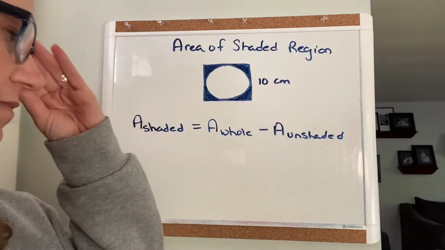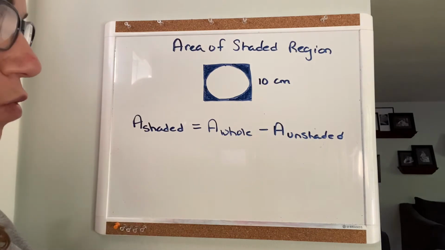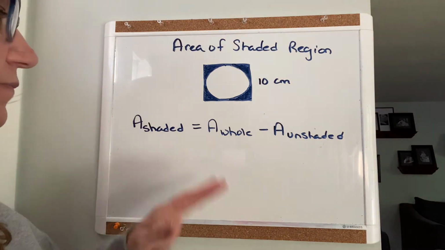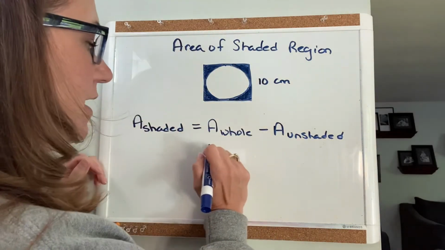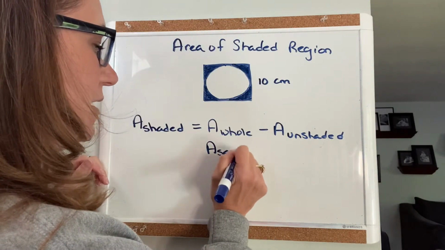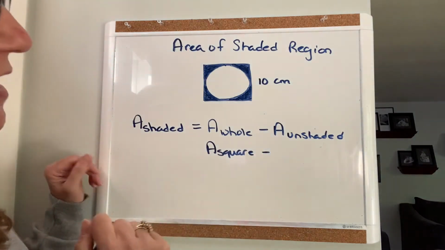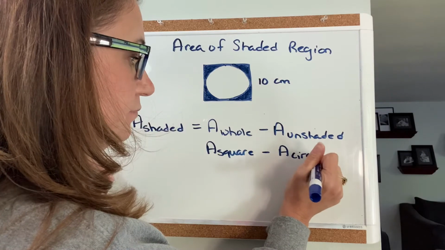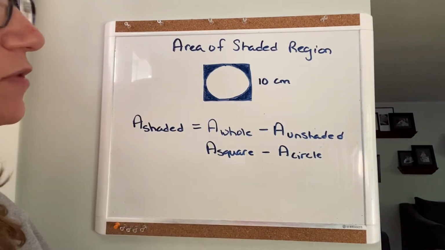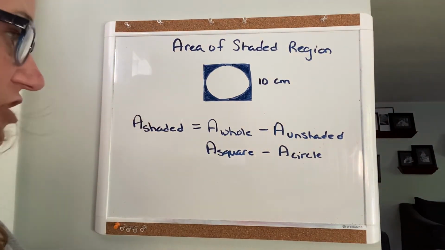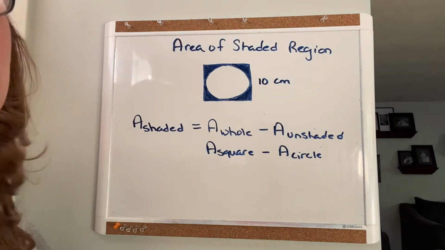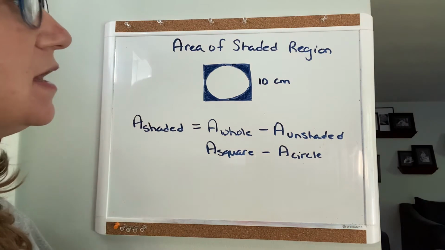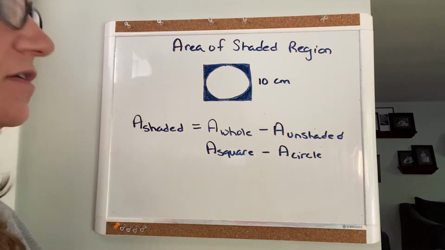My suggestion from here is to identify what they are. What I mean by that is, what is the whole figure? So the whole entire figure is a square. So we need the area of a square, and we have to subtract from that the unshaded, which is a circle. So we have the area of a circle. So identify what the whole figure is, identify what the unshaded region is, and then write the formulas down, because if you write the formulas down, you know what pieces of information are needed.